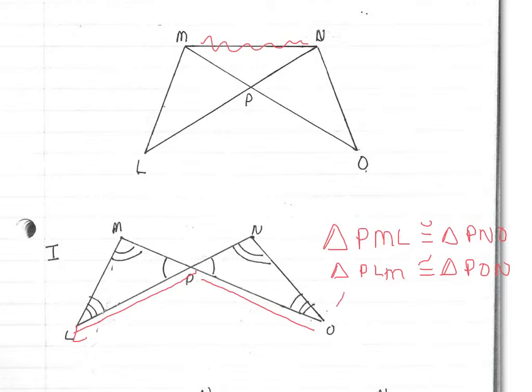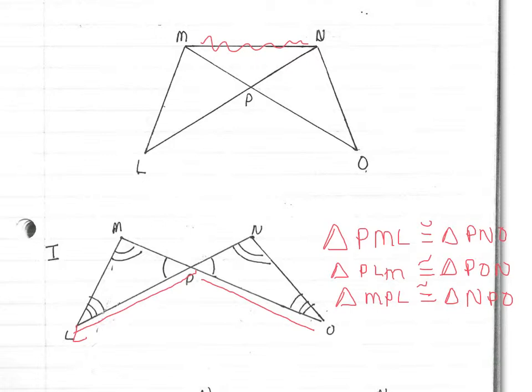What if we said triangle MPL? How would I have to name the other triangle? Kate? NPL is congruent triangle NPO. NPO, good. We okay on that? Order is very important.